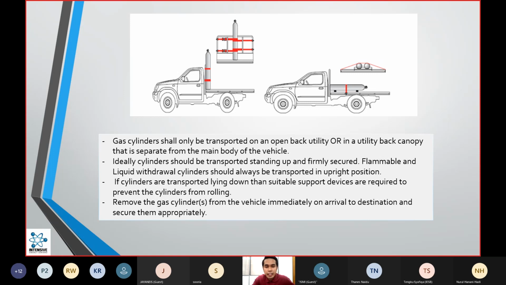If cylinders are transported lying down, then suitable support devices are required to prevent the cylinders from rolling. Remove the gas cylinders from the vehicle immediately on arrival at the destination and secure them appropriately. So when you see this picture, this is basically how you want to transport the gas from your place to another place. If you don't use any lorry, or you just use a 4x4, this is the best position you can put your cylinder.